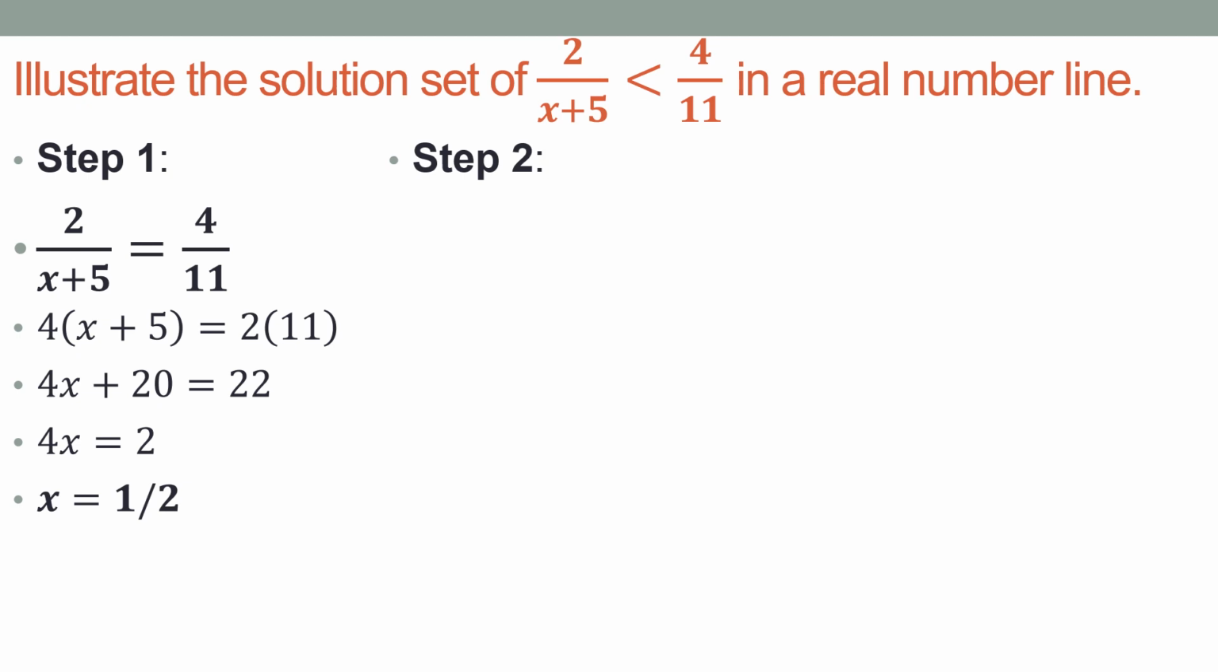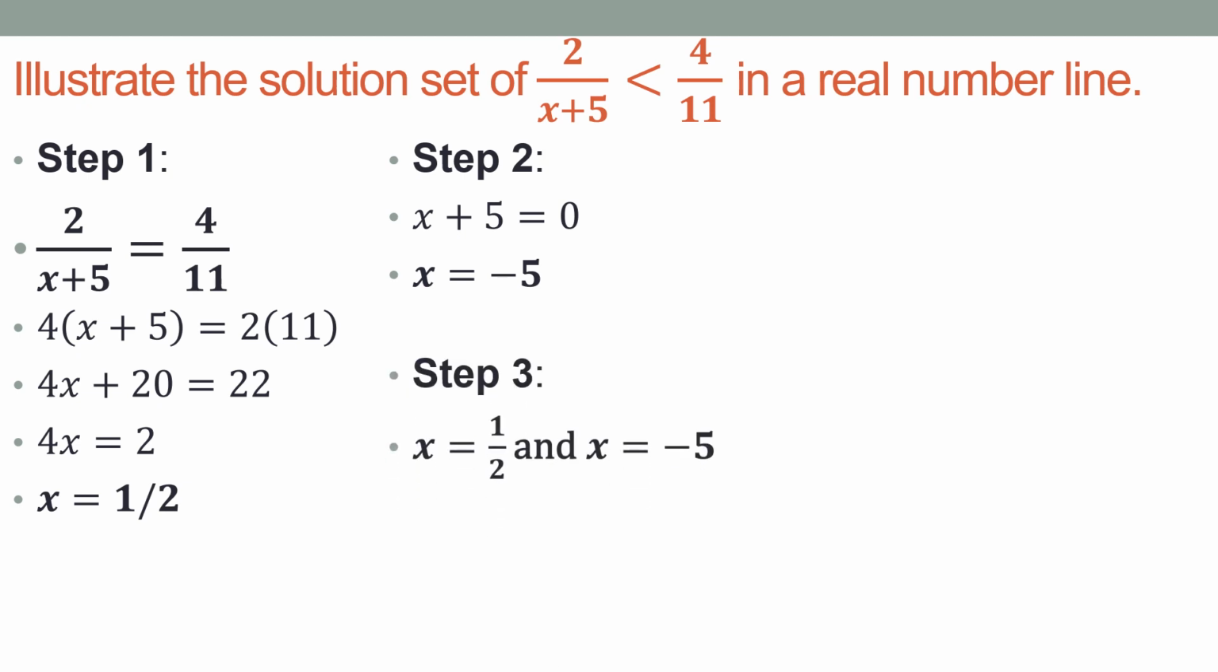Now, let us proceed with step number 2. In step 2, we are going to find the values of x that will make the rational function or rational equation or rational inequality undefined. So here we are going to equate x plus 5 to 0. x plus 5 is equal to 0, so x is equal to negative 5, upon transposing positive 5 to the other side, giving us 0 minus 5. 0 minus 5 is negative 5. Therefore, x is equal to negative 5 is our next critical value.